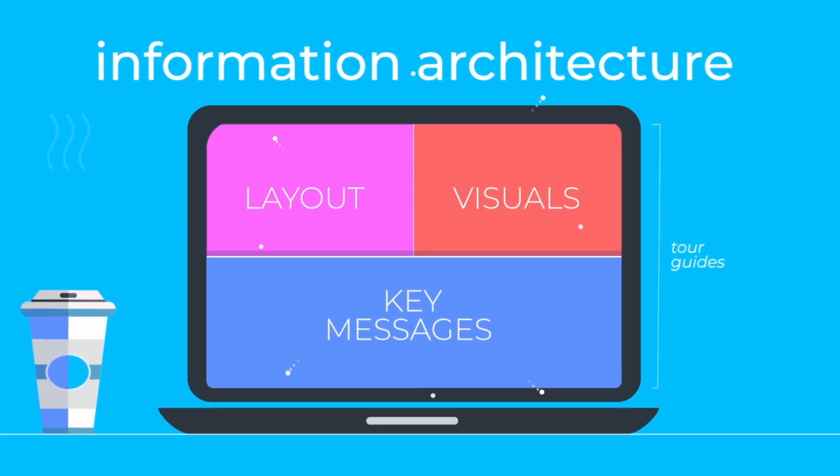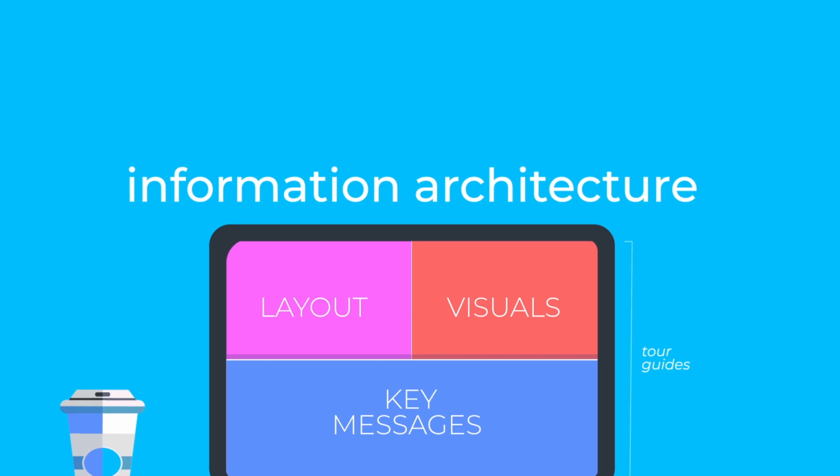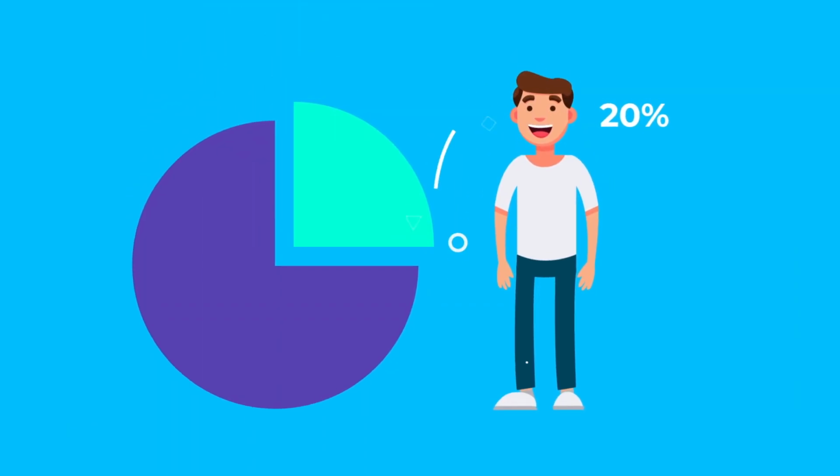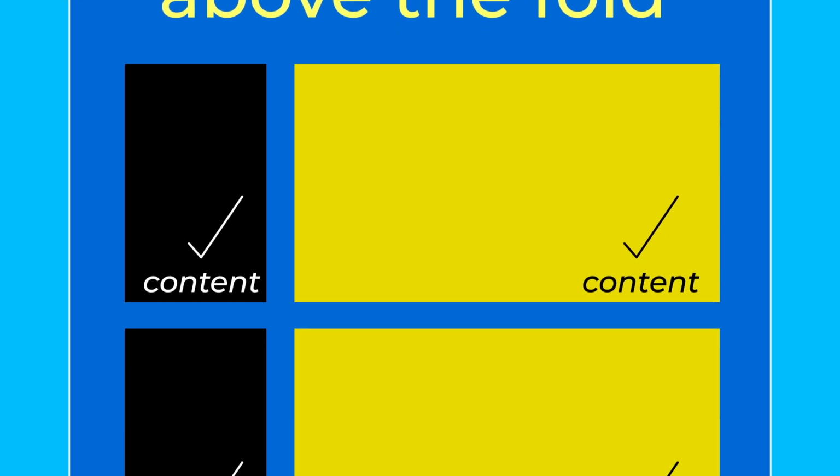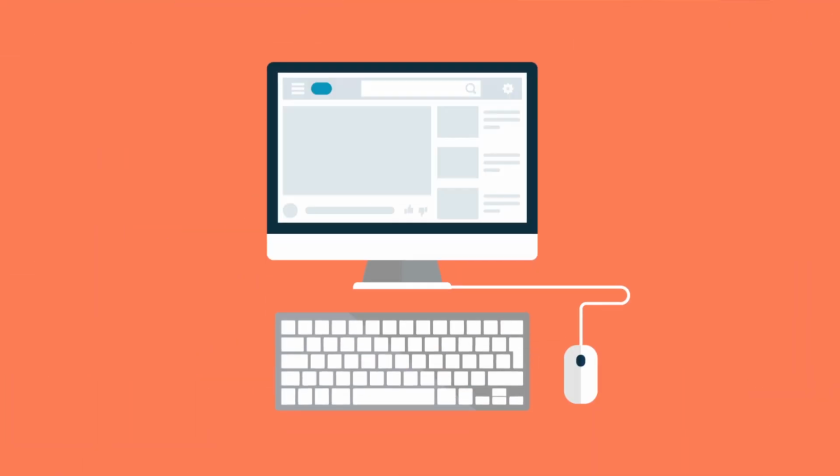Getting your information architecture and content right is critical. Only about 20% of users view content below the fold. So make sure your designer or agency has put the most important must-have information above the fold.